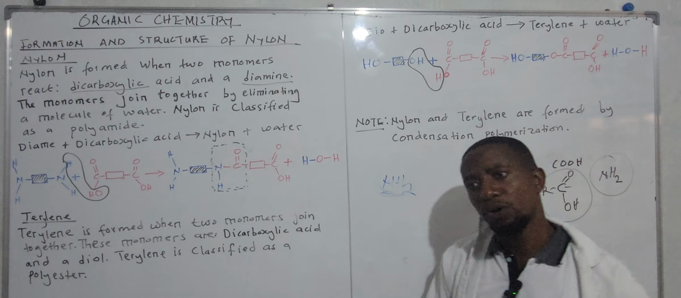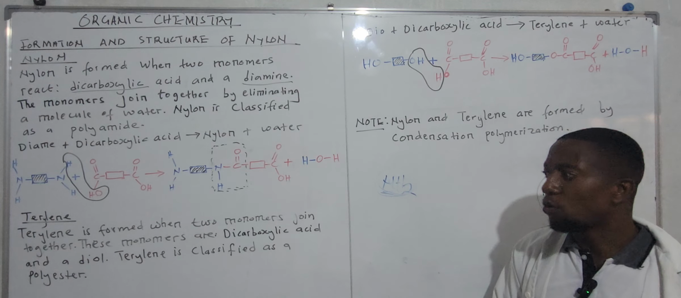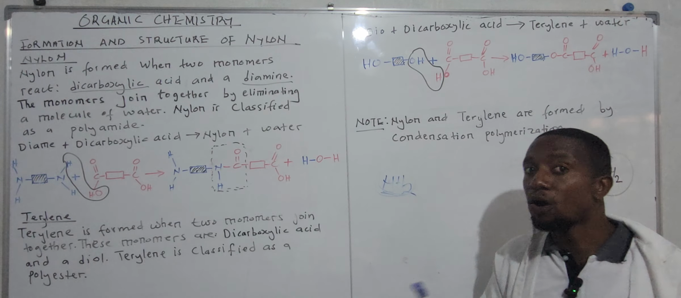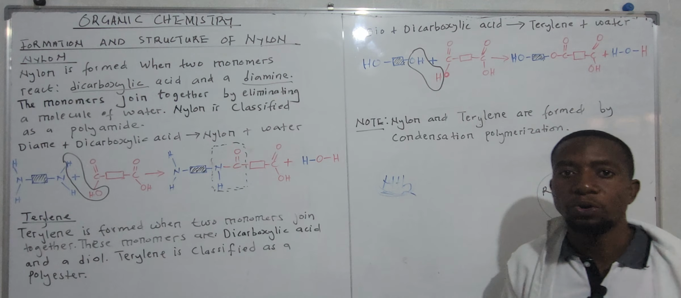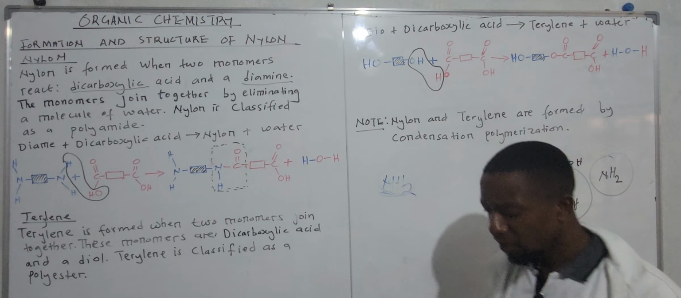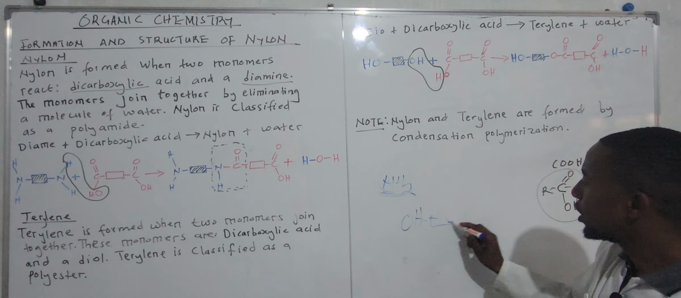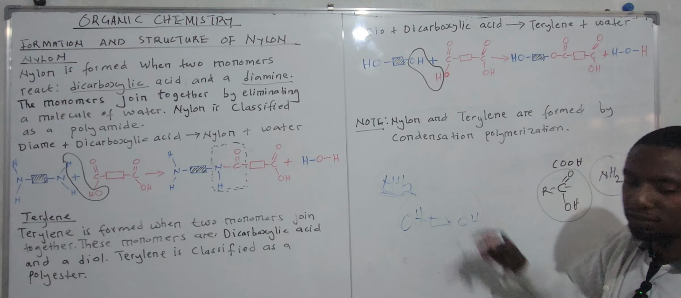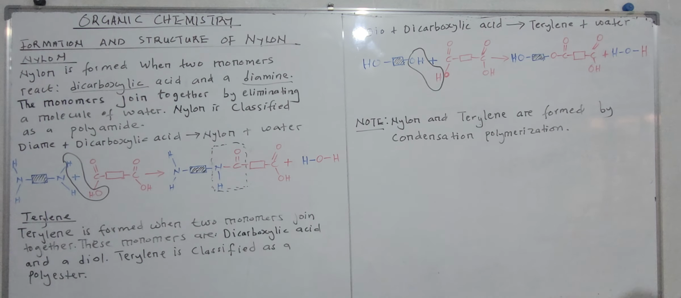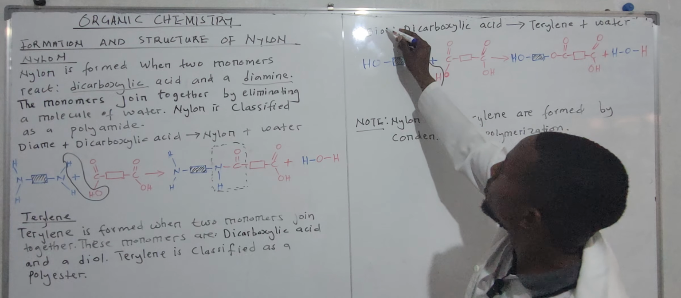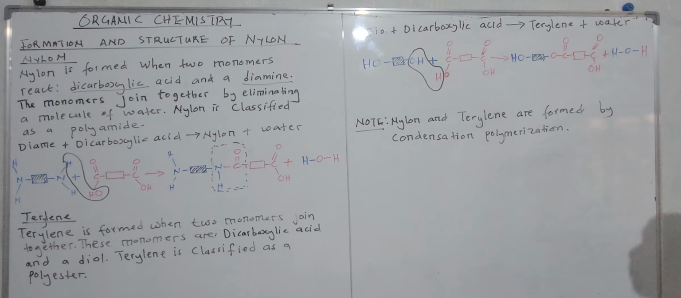We have a diol, which is an organic compound having two alcohol functional groups, the OH. Remember, alcohols have a functional group of OH. Because there are two, we are going to have two like this. So we have a diol plus a dicarboxylic acid giving us a terylene and also water.